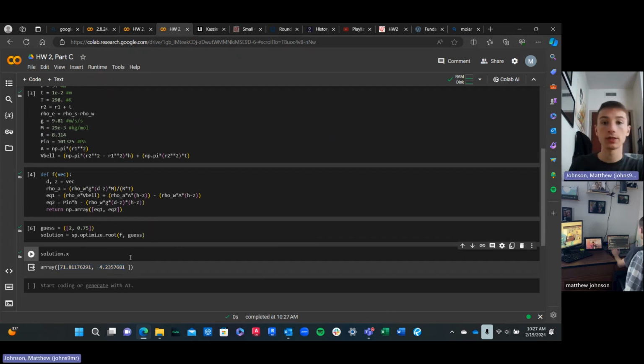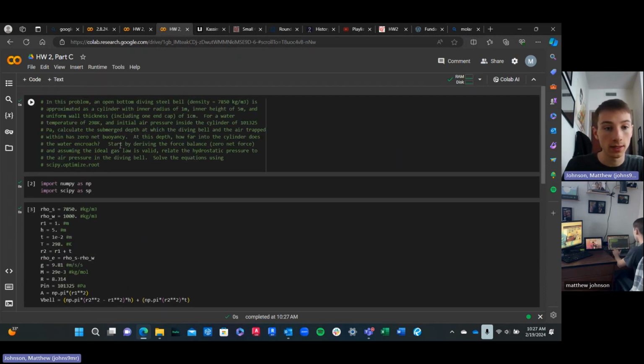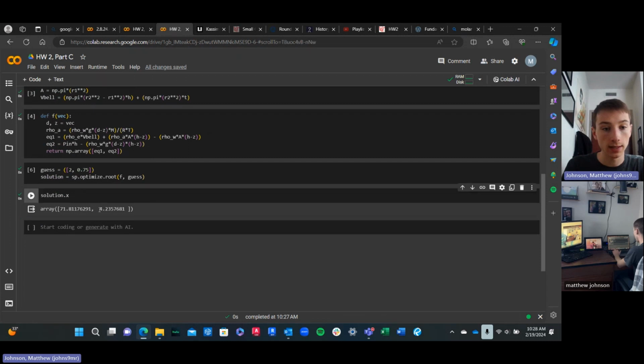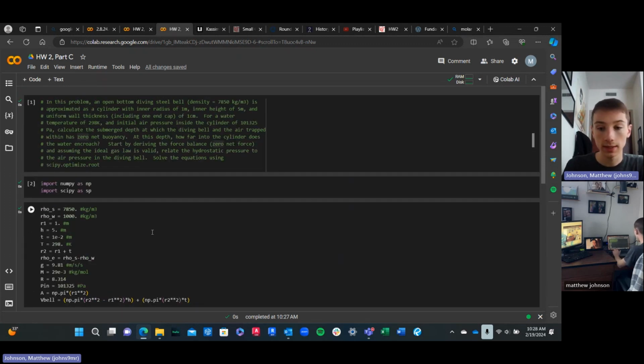So what this means, the interpretation of the solution, is that at a depth of d equals 71.81, the net buoyancy is zero. Okay, and then at that point, the water has crept in a value of z, which is 4.24 meters approximately. Okay, so I think that's it. I think we've solved the problem.